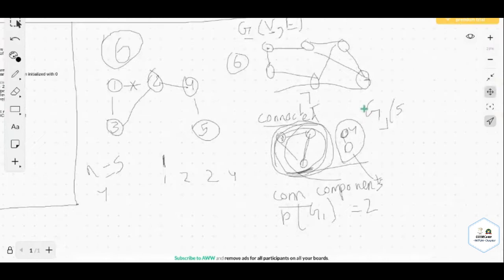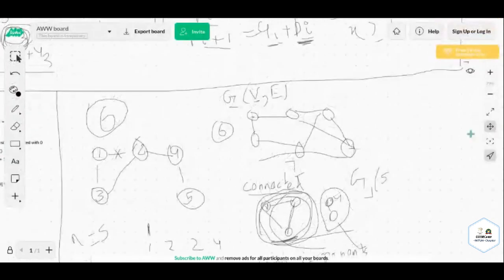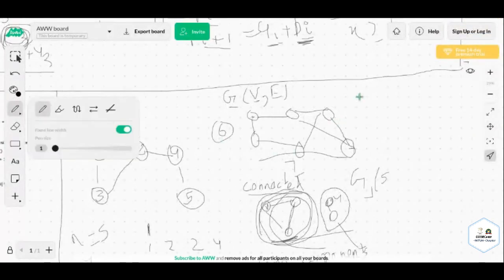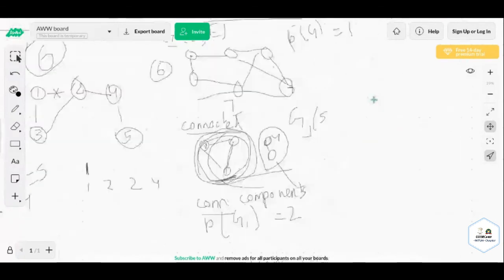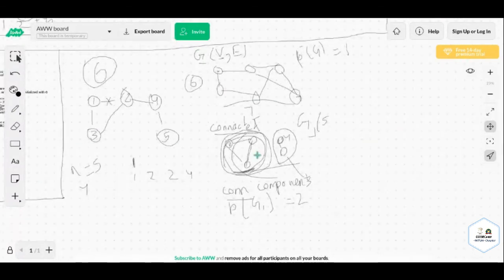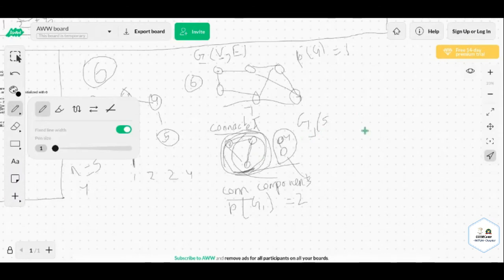Okay, and in this graph, the number of connected components is 1. Okay, there is only one component which is connected, so that means that graph is also connected. Okay, got this? Okay, so let's move further.